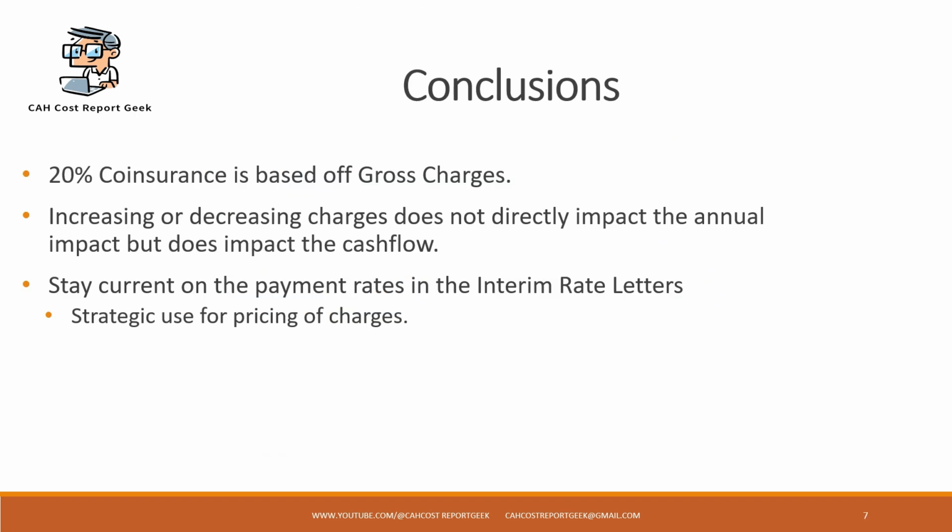We will wrap up here today by saying that fundamentally, we view the setting of charges as a strategic decision, but setting charges to cover direct costs of a cost center is a prudent and logical choice. Remember that coinsurance is based off of charges for CAHs. Increasing or decreasing charges does not directly impact the annual impact of a cost center, but does impact the cash flow. Keeping up to date with payment rates set by the Medicare administrative contractor is critical, as this information is of strategic use in pricing of charges.